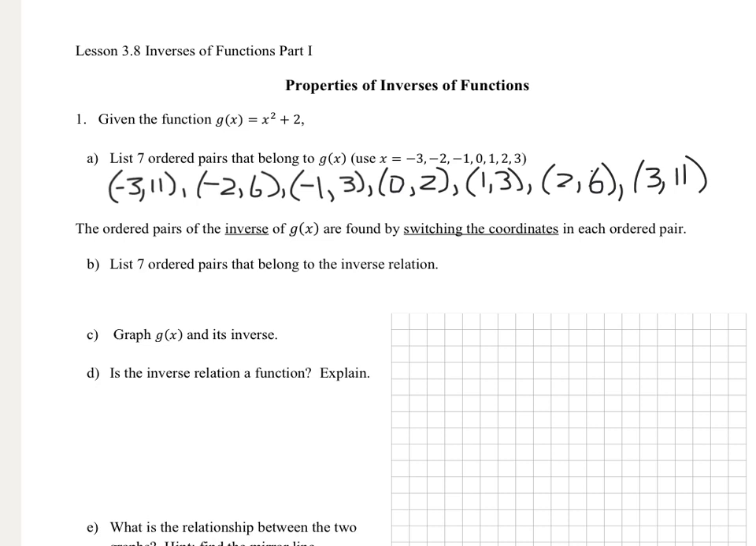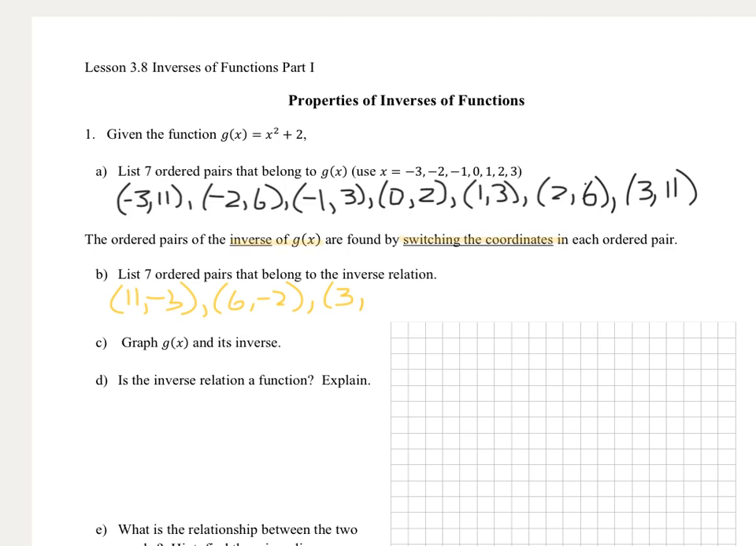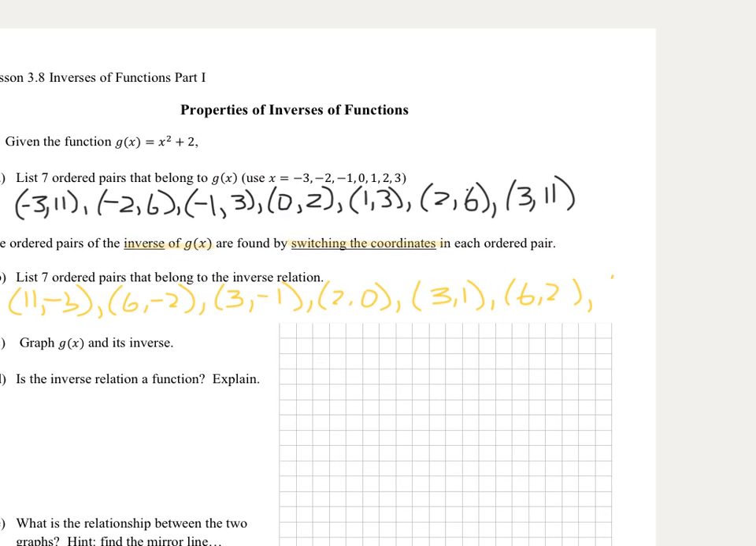Next, it's very important for us to notice that the definition has been given to us. The inverse of g of x is found by switching the coordinates in each ordered pair. So all we need to do to get the inverse is simply switch: (11, -3), (6, -2), (3, -1), (2, 0), (3, 1), (6, 2), and (11, 3).